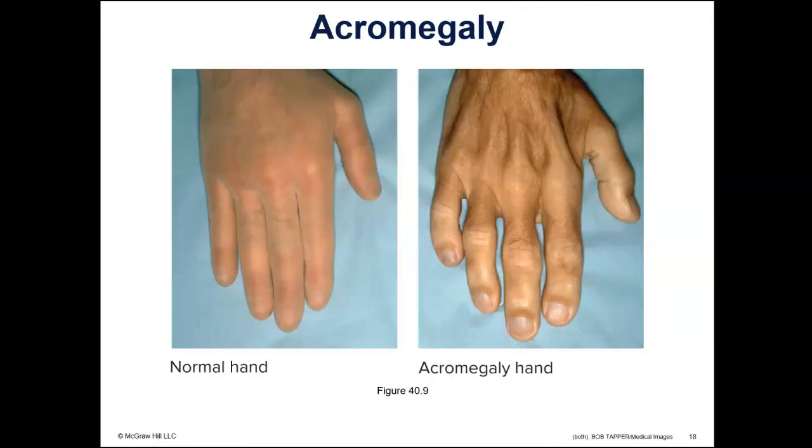This slide is showing you a disease called acromegaly, which affects adults, and it has to do with growth hormone production in adults. This is not children. So you can see the difference in the hand of someone with acromegaly versus a normal hand. Definitely the larger joints. There's excess growth going on in this person's hand.